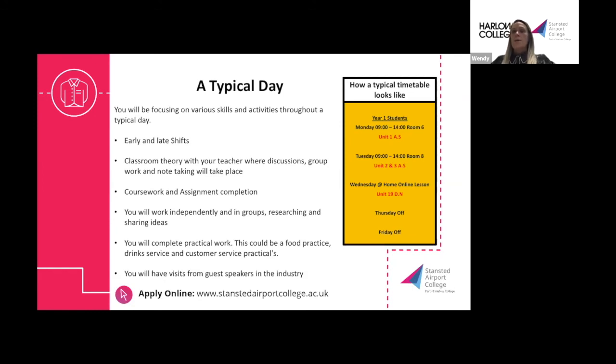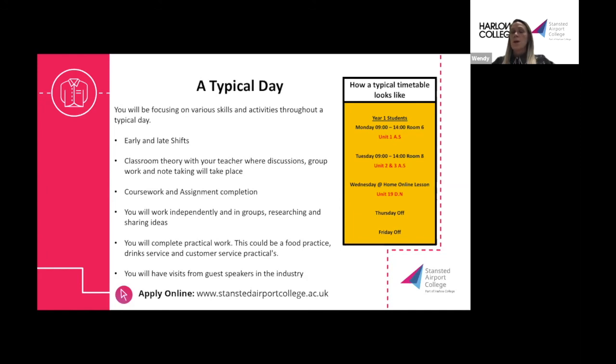The programme is primarily classroom based, although there are a number of practical elements. Whilst you're in the classroom, you may experience discussions with your teachers. There'll be group work, note taking, opportunities for research and sharing ideas. There will also be opportunities to work independently and collaboratively with your peers.